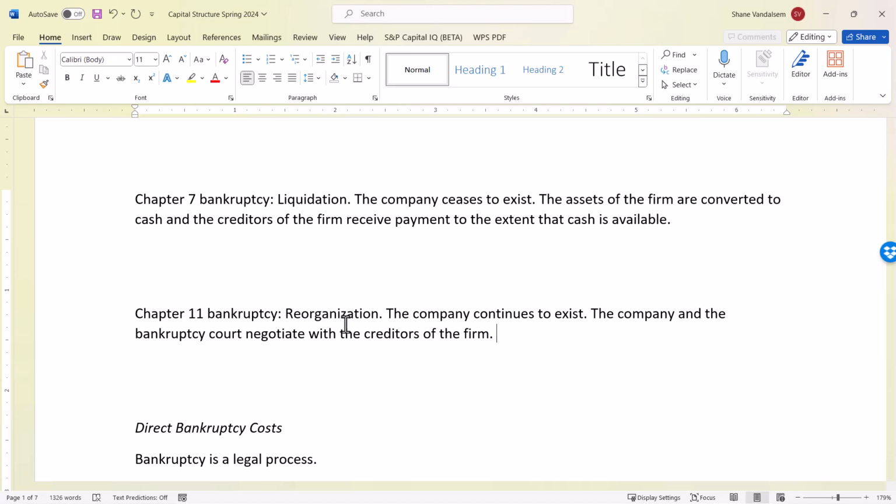If they decide that the firm is worth more alive, that the company will be able to at least put the creditors in a better situation than they would be if the firm were just liquidated and everything was sold off, then the bankruptcy court will allow the company to continue on operating. Many years ago, I worked for a company that went through Chapter 11 bankruptcy.